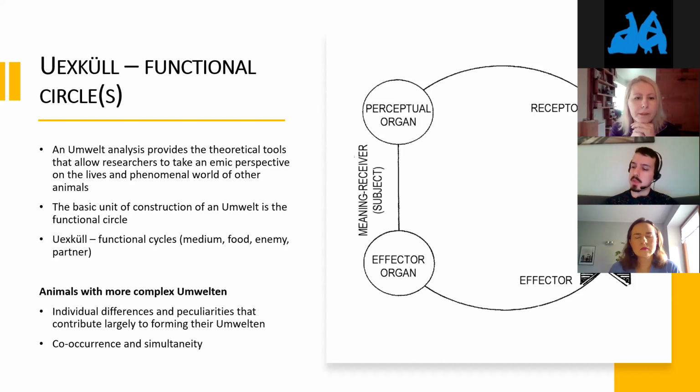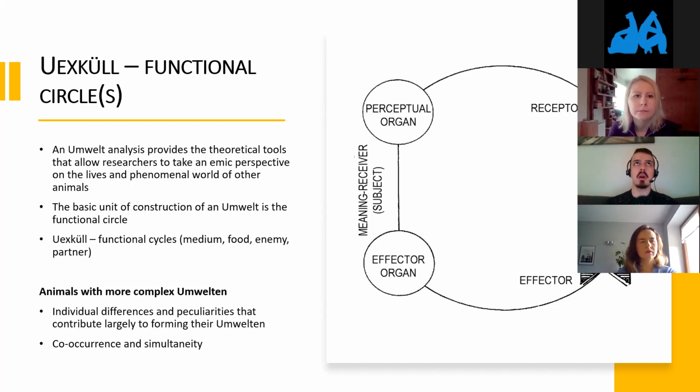The functional circle, as I was mentioning, is the basic unit of construction of an Umwelt. And Uexküll himself had pointed out that there are four basic functional circles or cycles, depending on the translation: medium, food, enemy, and partner. And if you remember the example of the tick, which is often brought up, it's quite easy, with animals with simple Umwelten, to describe very precisely the functional circle, break it down, and have a clear picture of what's happening.